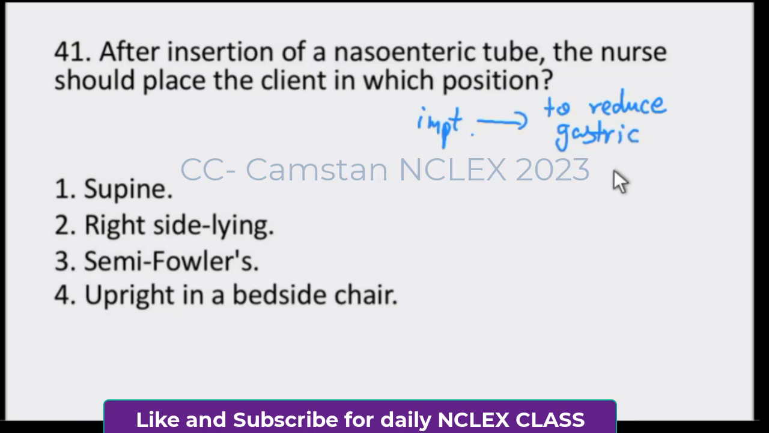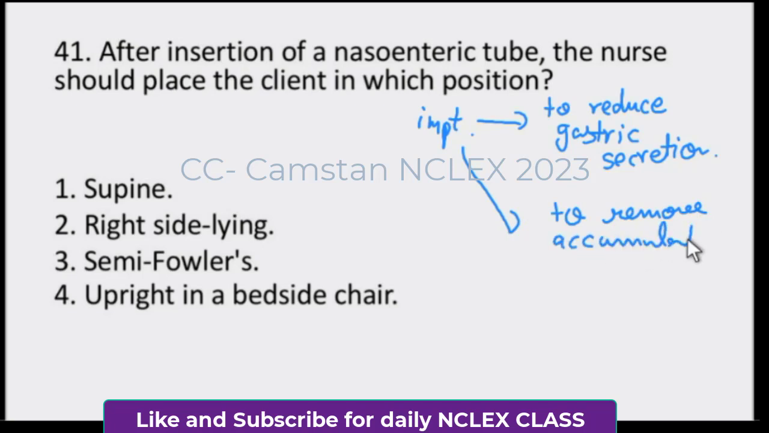Students, kindly note it down: to remove any accumulated fluid or gas to relieve the pressure. So this is the reason why a nasoenteric tube is inserted. And now placing the client in an appropriate position is necessary to facilitate the progression of the tube inside the intestine, right? So the perfect position is very necessary to facilitate the tube progression.